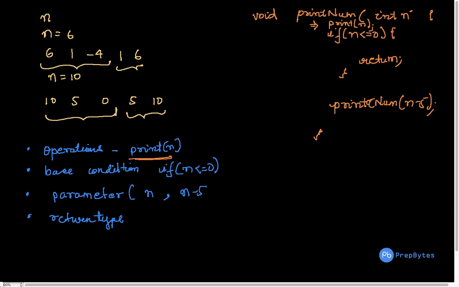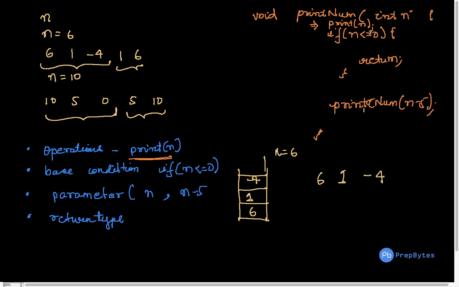Okay, so let's say my n is equal to 6 initially, and we'll also make the stack. So initially n is equal to 6, 6 goes inside, I print n, 6 gets printed. This particular condition is false. Again n minus 5, 1 gets inside the stack. Again 1 gets printed, n is less than or equal to 0, no. n minus 5, minus 4 gets into the stack, and then we print n, minus 4 gets printed.